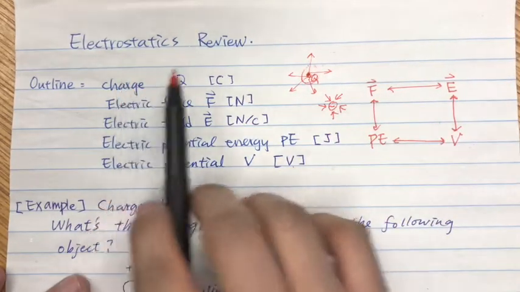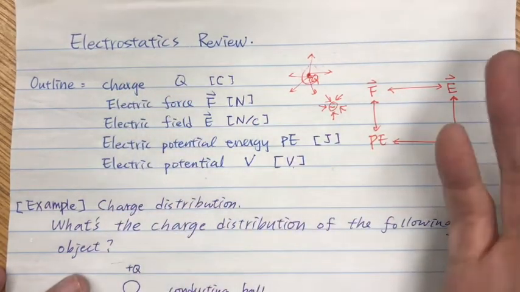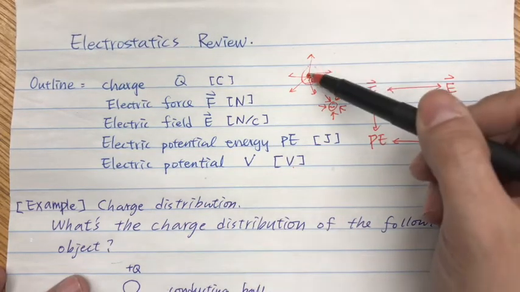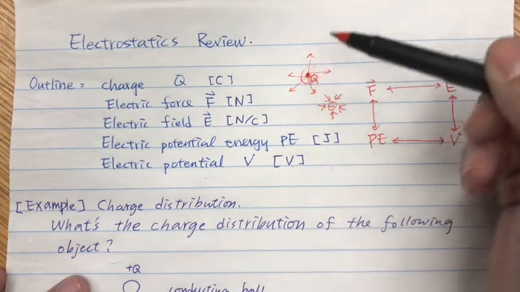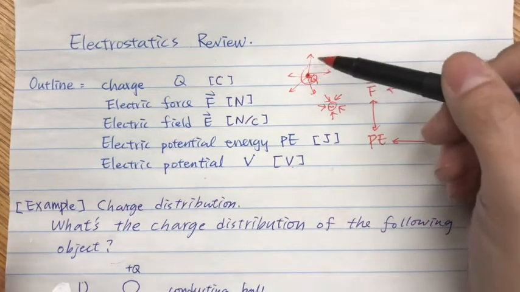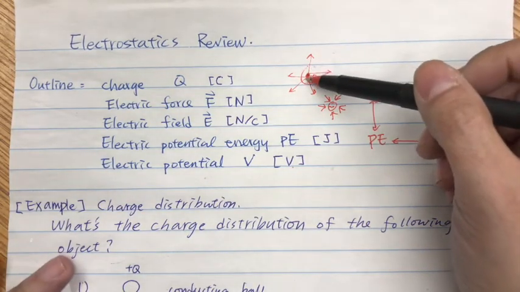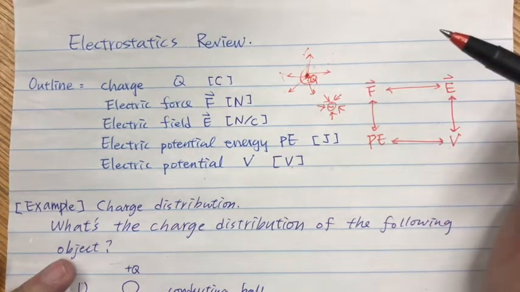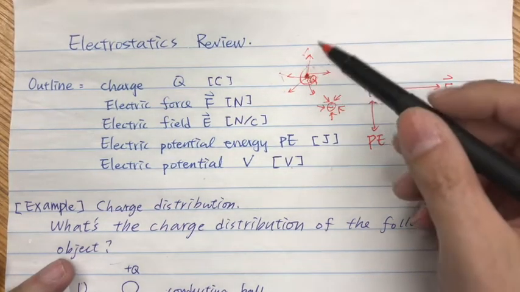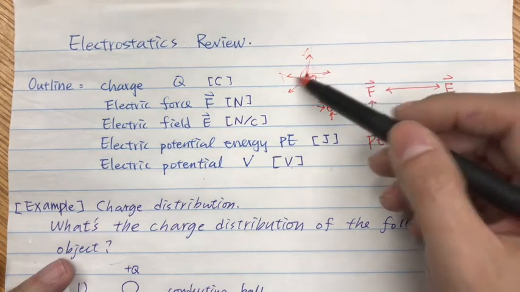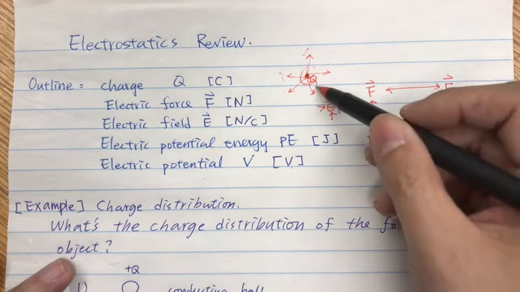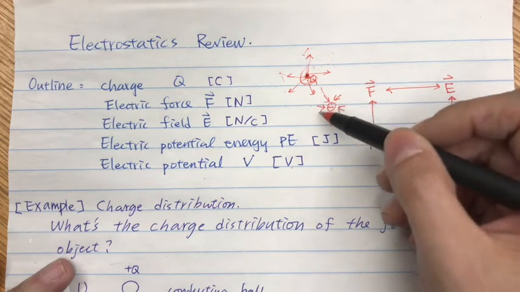So in charge, we know charge has positive charge and negative charge. In this case, for example, there's a positive charge that exists in the universe. This charge will naturally create an electric field around it. And if it is positive, the electric field line will go outward. But if it's a negative charge, the electric field line will go inward.